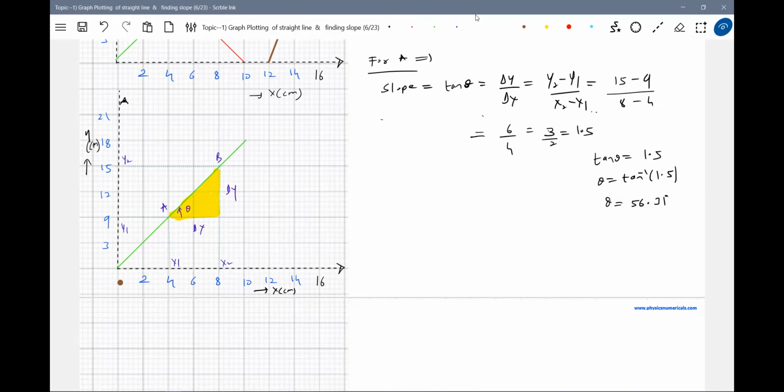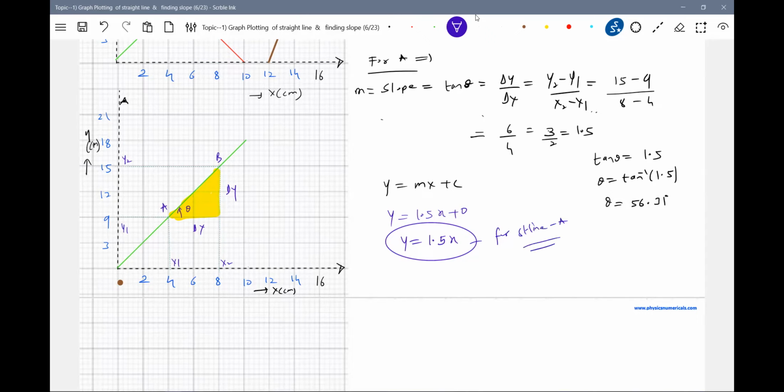Then we wanted the equation of the straight line. So what is the general formula for the equation of a straight line? It should be like y is equal to mx plus c. This m is nothing but the slope. So what is m equal to here? 1.5. You are going to write it as 1.5 into x. What is the intercept? Put x equal to 0. What is the value of y? Y will be 0, no?